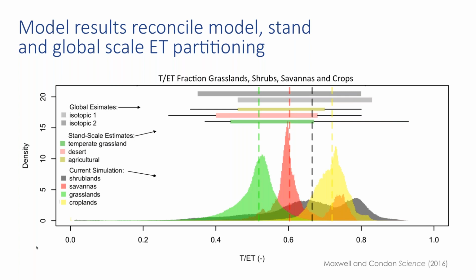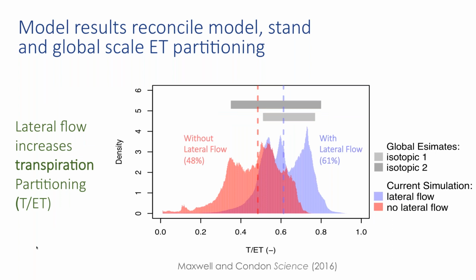So what we did is we had our first simulation that I'm showing you here, then we created a second simulation where we changed our bottom boundary to a free drainage boundary condition, so that we would just have vertical flow, basically taking out all of the lateral groundwater flow. When we do that, you can see that it significantly shifts the transpiration fraction. Without lateral flow, the transpiration fraction is 48%, and with lateral flow, it's 61%. So this indicates that it was the lateral redistribution of water in the subsurface that was really driving our estimation of transpiration partitioning.